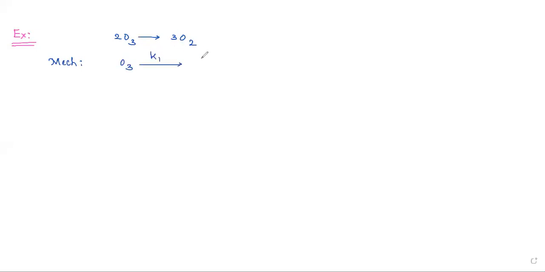O3 gives rise to O2 plus O. Then O2 plus O gives rise to O3 again. Now this O3 plus O, another O, finally give rise to oxygen.